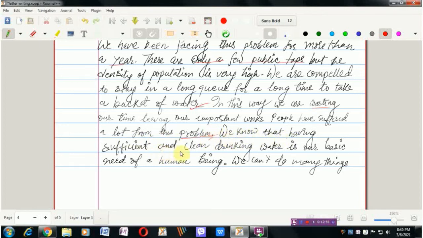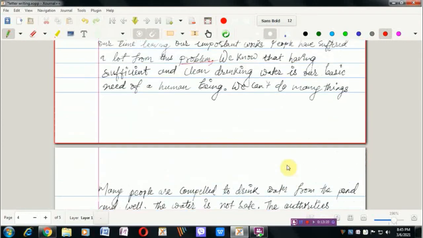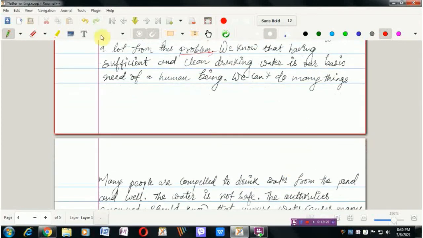We know that having sufficient and clean drinking water is our basic need. It is the right of every human being to get clean and safe drinking water. But we are unable to get clean and safe drinking water in our area. We can't do many things properly, especially domestic things such as cooking, bathing, sanitation, etc.